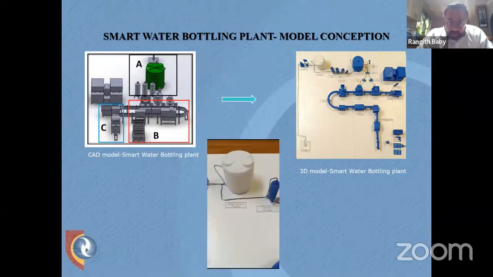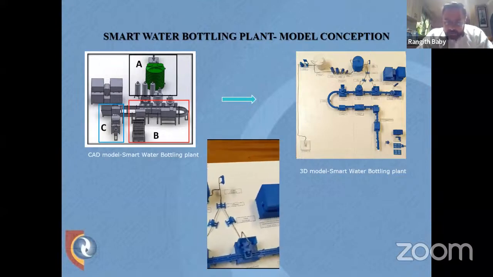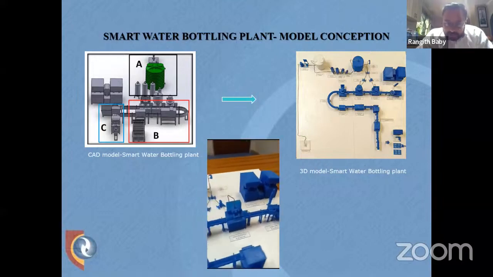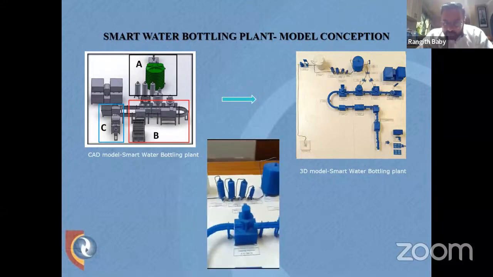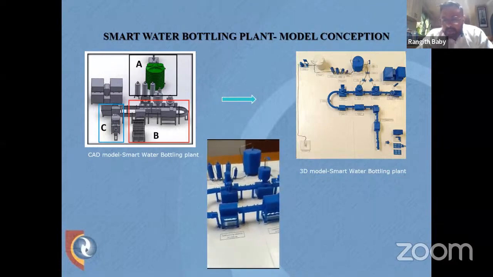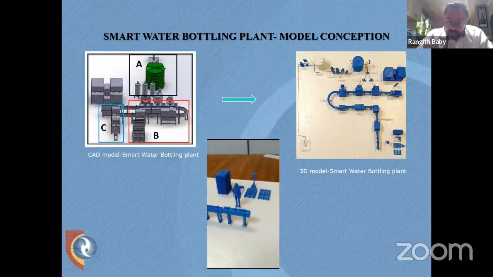So we were able to list out each of the components that's needed. We did a thorough financial study. So you'll see that there are some stickers next to each of those blocks that shows what is the manufacturing cost for each of those parts. And then we were able to create a 3D model based on the CAD model that we had, so as to visualize how this water bottling plant will look like. So that was the first part of conception.